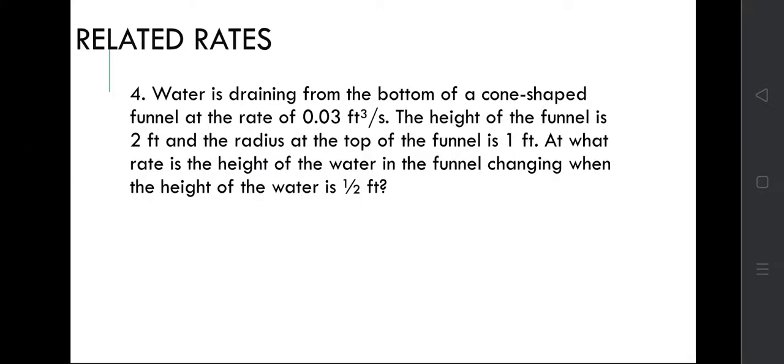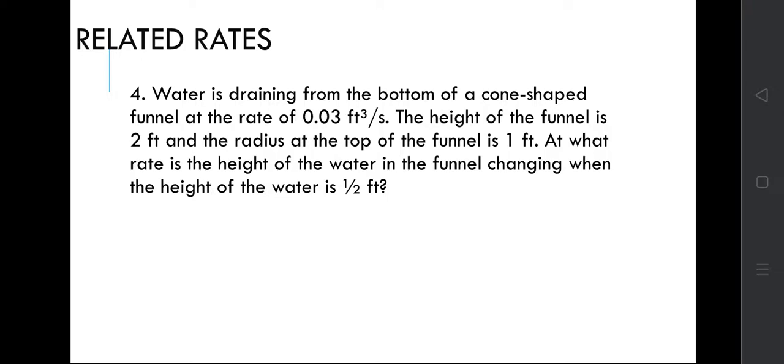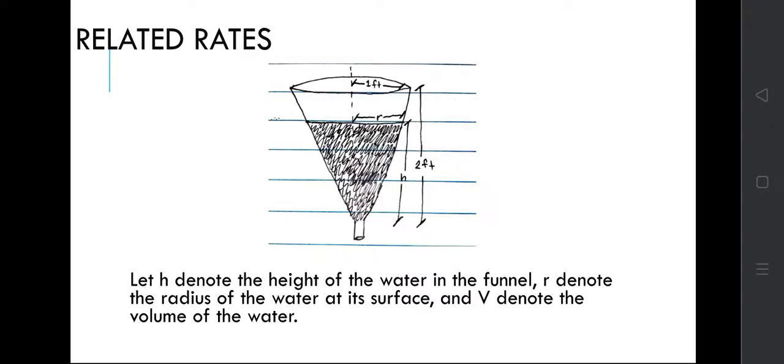So number 4 problem, water is draining from the bottom of a cone-shaped funnel at the rate of 0.03 feet cubed per second. The height of a funnel is 2 feet and the radius at the top of the funnel is 1 feet. At what rate is the height of the water in the funnel changing when the height of the water is 1/2 feet? Ang kailangan natin dito is rate of change ng height of water with respect to time. So, sketch the problem. Mukha na siyang funnel, yun na yun.